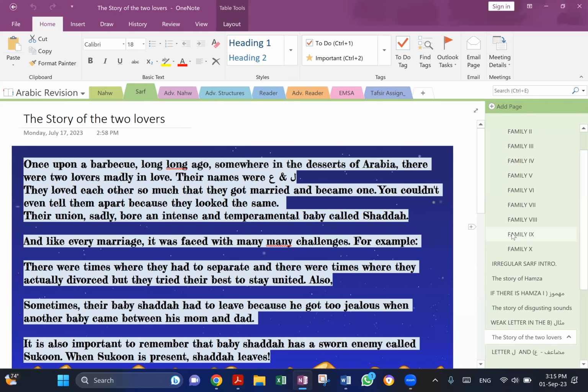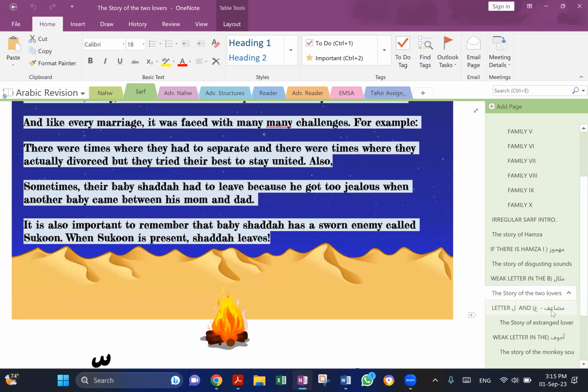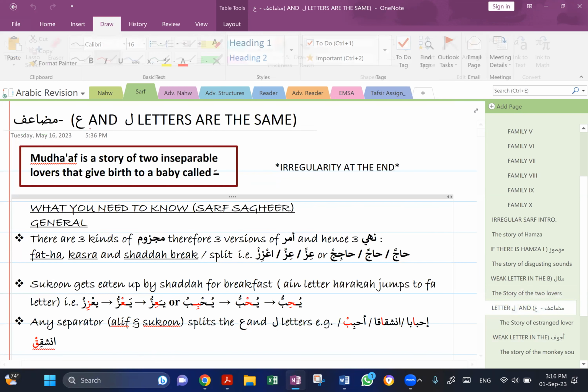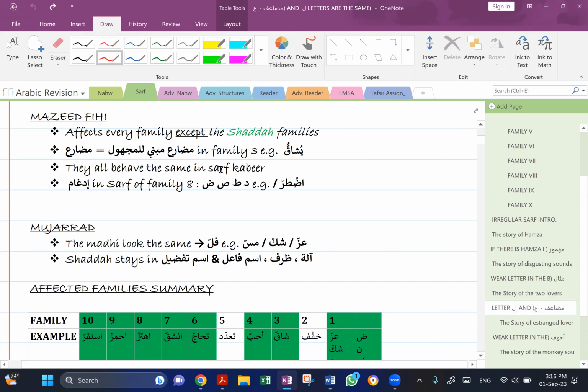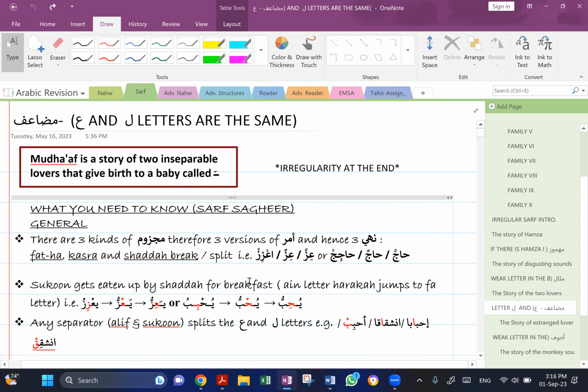So now let's take a look at the details of Mudaaf and just try to imagine that story as we look at the rules and all that. Okay, so Mudaaf, basically we said it's when you have Ain and Lam being the same, they get married, they become one. So the type of irregularity is at the end. And of course, when they become one, a Shadda is born.